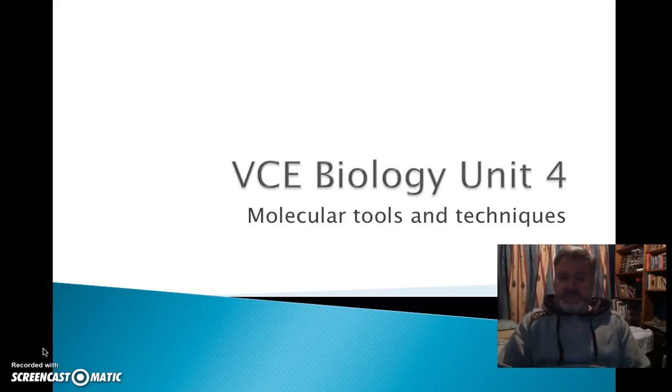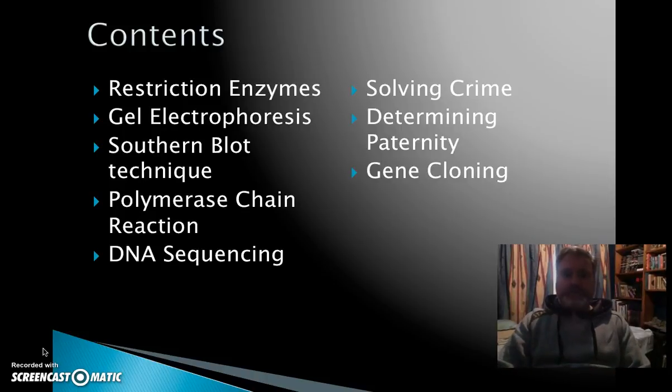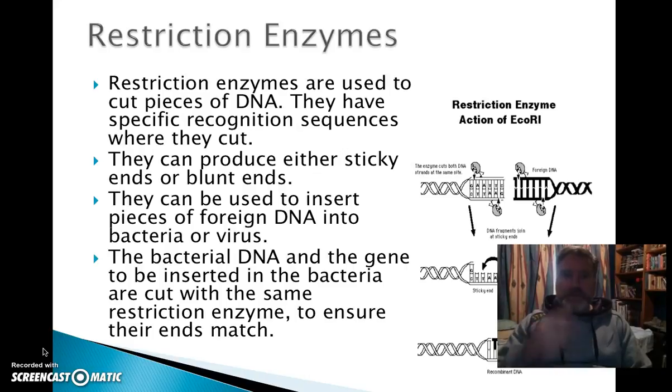So here we are, we've got chapter 11, and chapter 11 is all about these different molecular tools and techniques available to us when we start playing around with genes and DNA. So we've got restriction enzymes, electrophoresis, the Southern blot technique, named after a guy called Southern, polymerase chain reaction, DNA sequencing, solving crime, of course, so some uses of this, determining who's the father, and the ability maybe to clone genes.